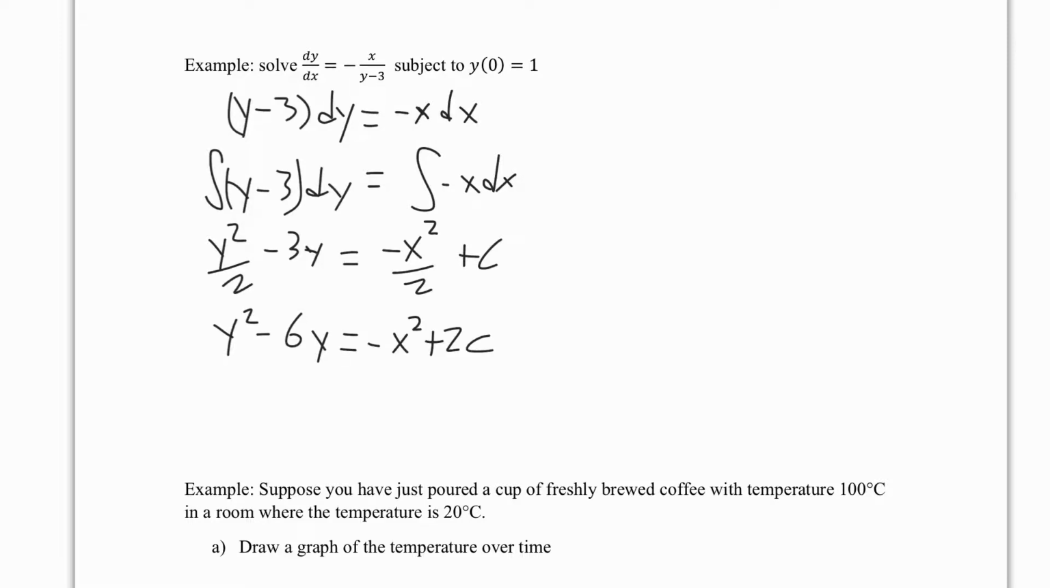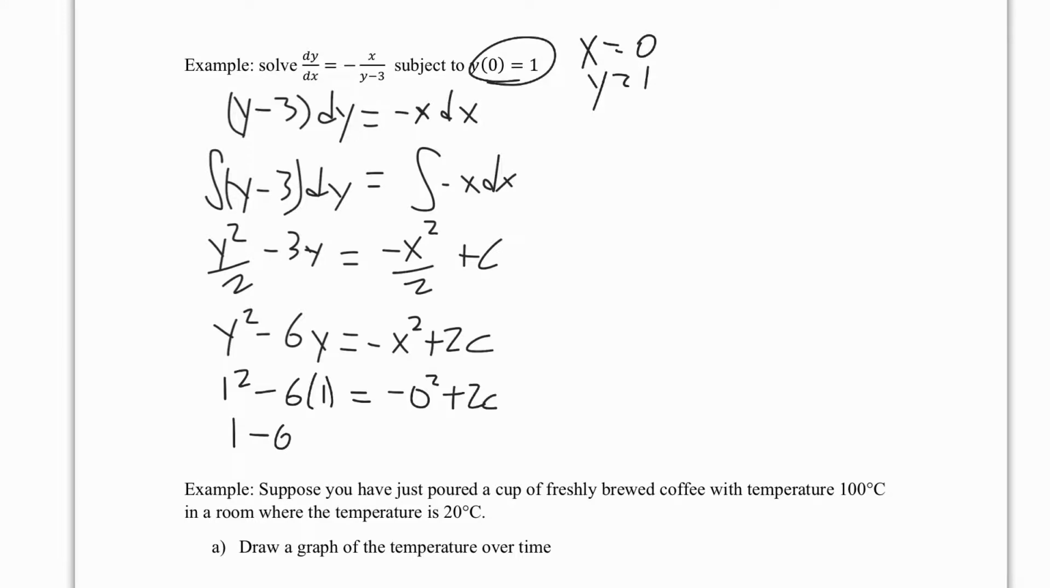But I'm not really going to be able to solve for y on its own because there's a y squared and a y. I can't really get a y equals out of this one, unfortunately. But I can use this because this tells me that x is equal to 0 and y is equal to 1. So let's plug that information in. 1 squared minus 6 times 1 equals negative 0 squared plus 2c. So 1 minus 6 equals 2c. So negative 5 equals 2c. And this gives c equal to negative 5 over 2.